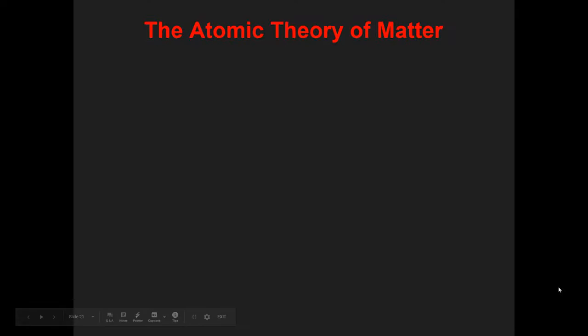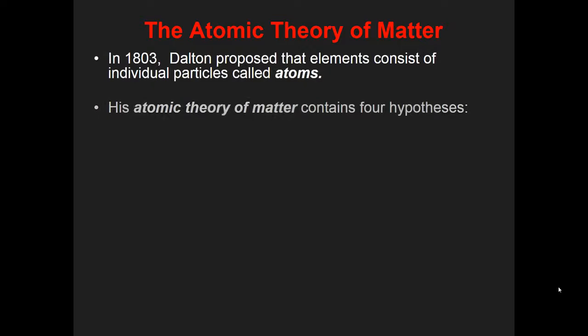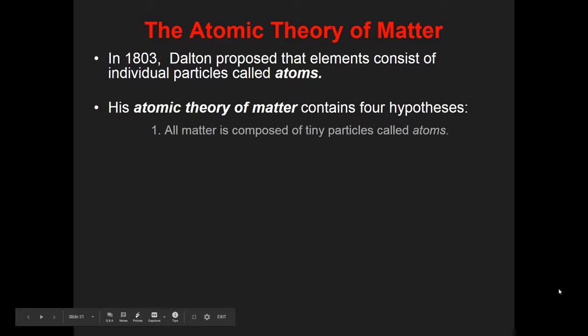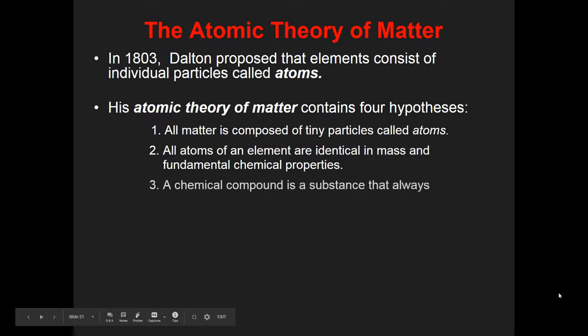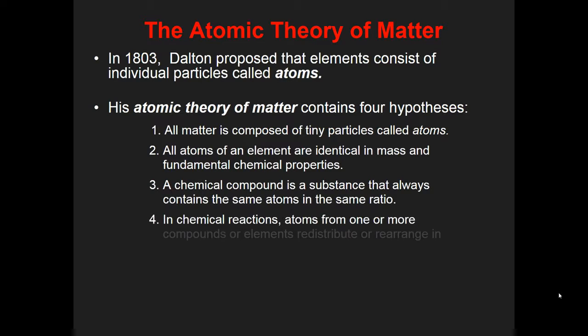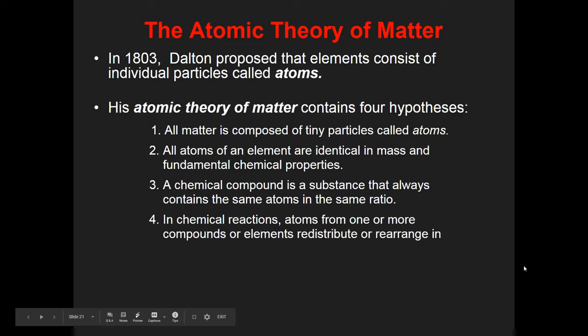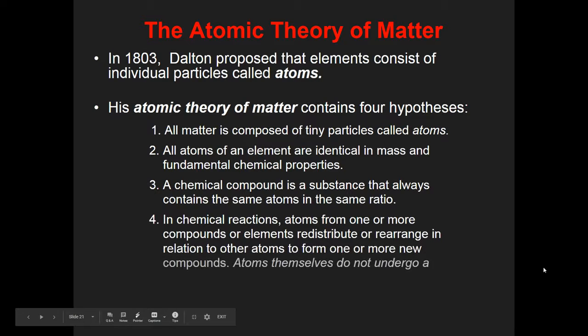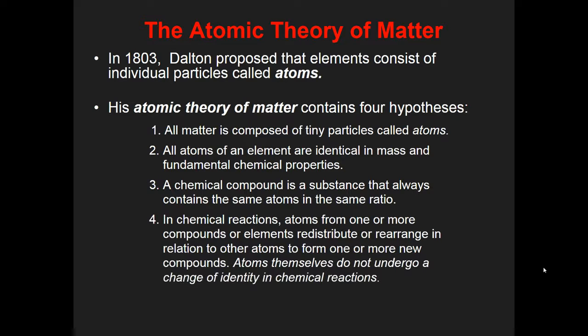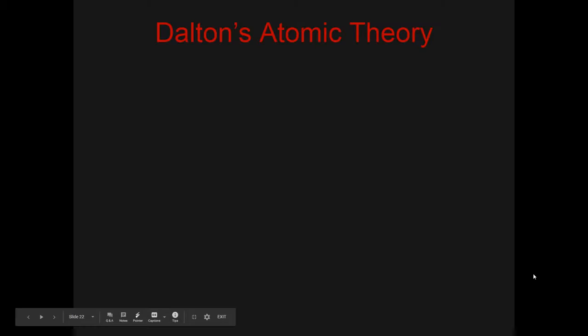And here's his atomic theory. It's kind of four main parts. He said all material is made up of tiny particles called atoms. All atoms of the same element are identical. A chemical compound has the same ratios of atoms. And in chemical reactions, atoms from one or more elements or compounds rearrange to form new compounds. The atoms do not themselves change their identity. These four main concepts in his atomic theory were all founded in other scientists' experiments. So that's what we're going to be talking about, the foundations for his atomic theory.